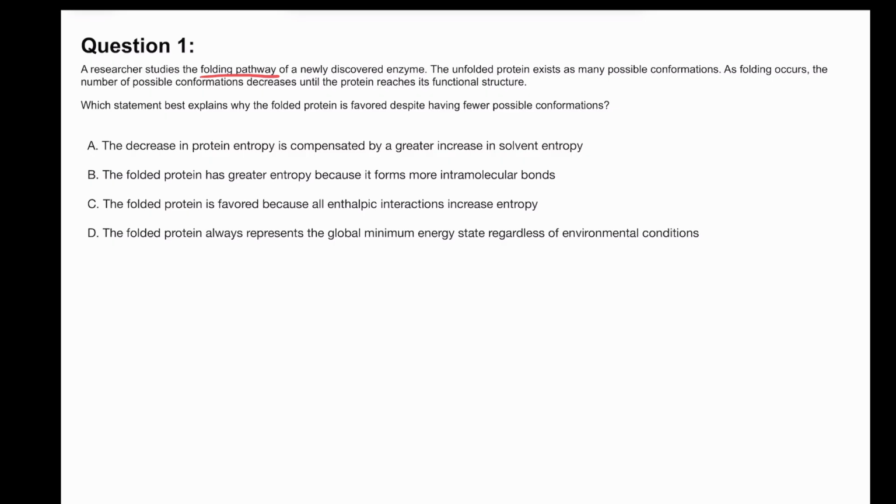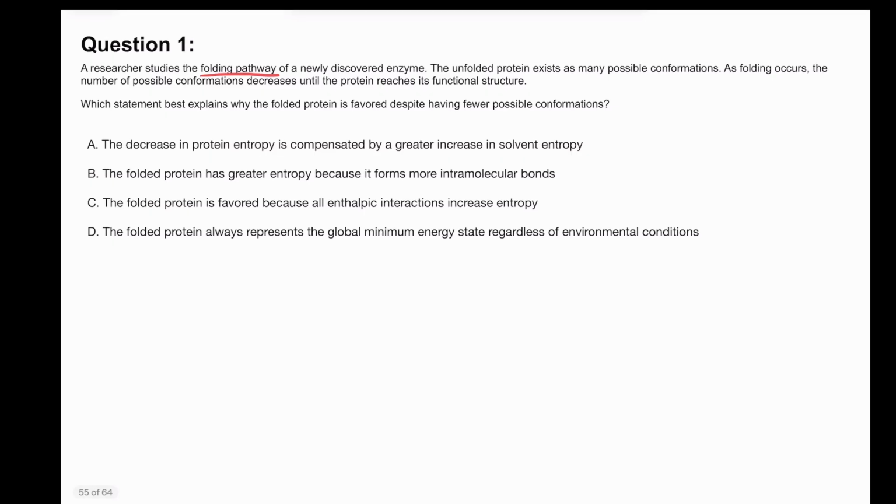So moving on, which statement best explains why the folded protein is favored despite having fewer possible conformations? And so even before we get into the question, one thing that immediately strikes me about this question is we're talking about a folded protein being favored. And so in the back of my head, I'm just going to be thinking about delta G. Because remember, delta G or free energy is what drives protein folding. Okay, so let's look at the answer choices.